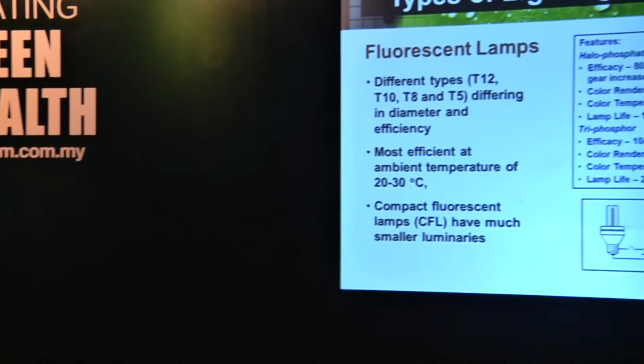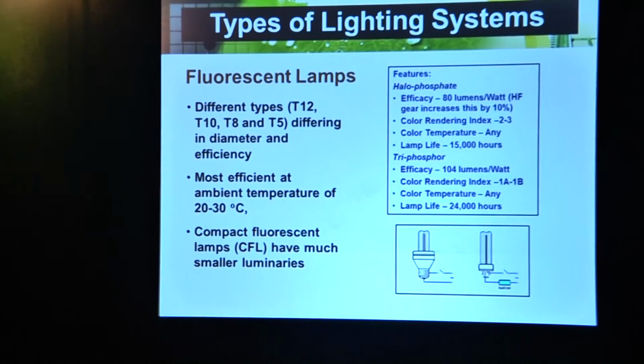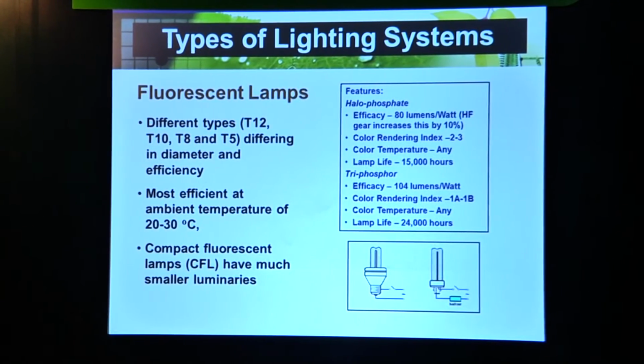You can see the types of lamp with the different sizes. We call them T12, T10, T8, T5. These are actually size dimensions. T5 is actually one of the newest lamps. You'll be surprised, it's actually much more efficient than LEDs. Yeah, that's a fact. So it's a question of how you use a lamp and where you use it.